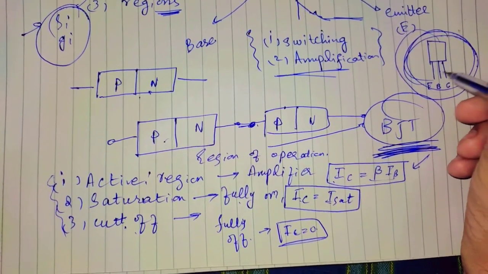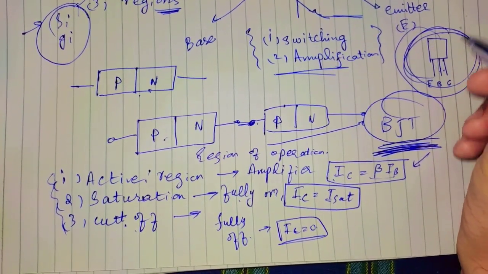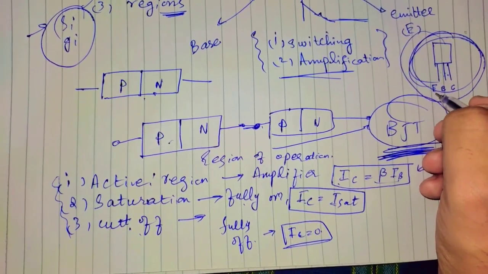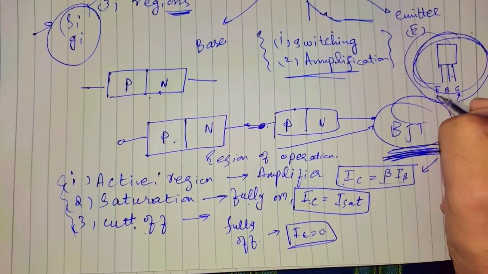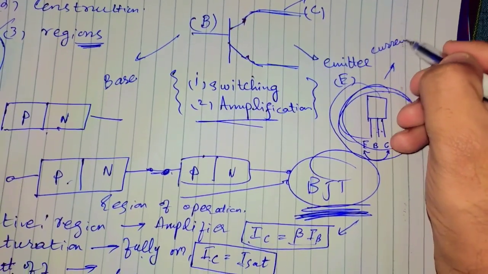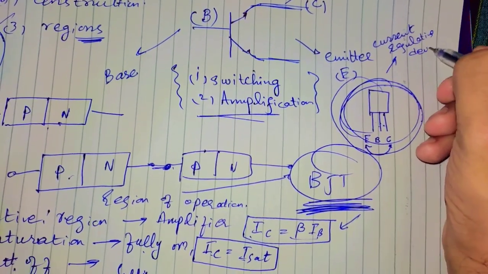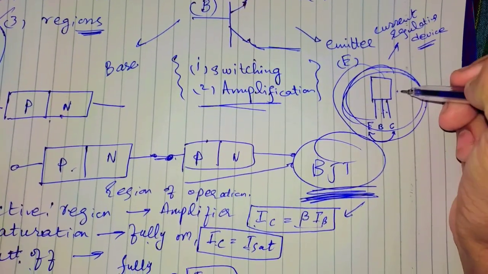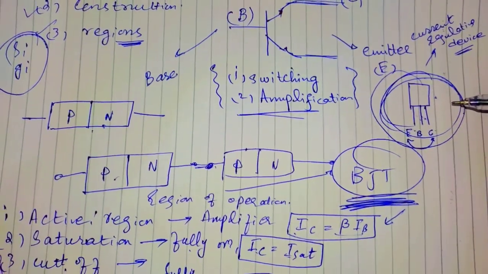Bipolar junction transistors are current regulating devices. Why are they current regulating devices? Because they control the amount of current flowing through them from the emitter to the collector. So these are current regulating devices.